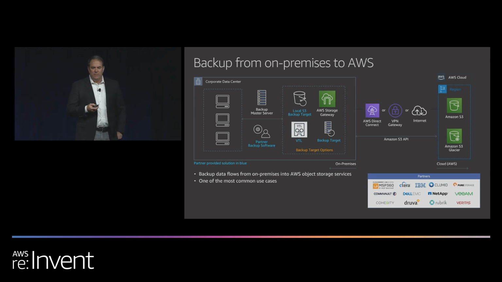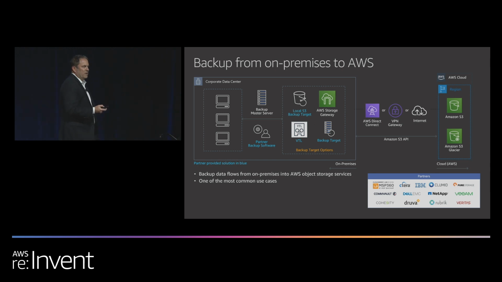So the first one I want to talk about is just backup from on-premises to AWS. So in this model, you've got your traditional backup model where you're backing up resources within your own data center and you want to leverage AWS for your backups. We've already established that every major backup vendor has built a native connector for Amazon S3, which means they can write directly to S3 as a storage target without any modification.